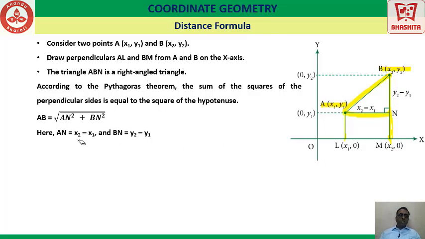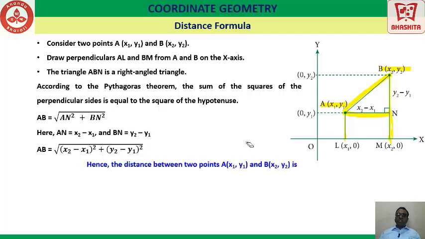All we have to do is to substitute x2 minus x1 in the place of AN and y2 minus y1 in the place of BN. Shall we see that, students? Yes. AN square is (x2 minus x1) square. Likewise, BN square will be (y2 minus y1) square. Therefore, the distance between the 2 points A (x1, y1) and B (x2, y2) will be root of (x2 minus x1) square plus (y2 minus y1) square. Please commit this to memory, a very important formula.